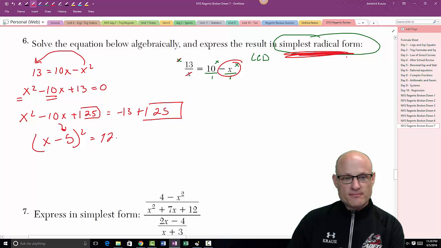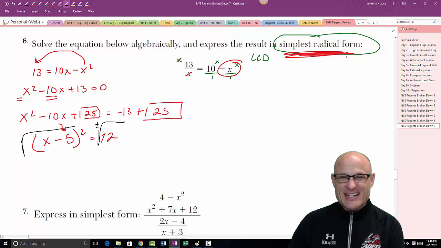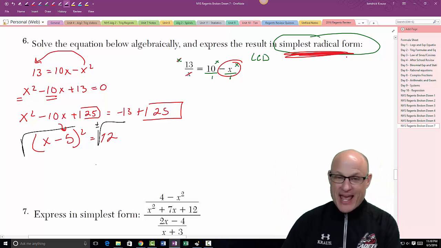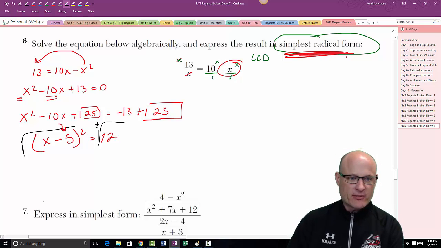So I get 12. Next step is to take the square root. When you take the square root, you put a plus or minus. Don't forget that stuff. Man, it's like 11:10, and I'm amped up, and I don't even have coffee, but I'm going to get some soon.